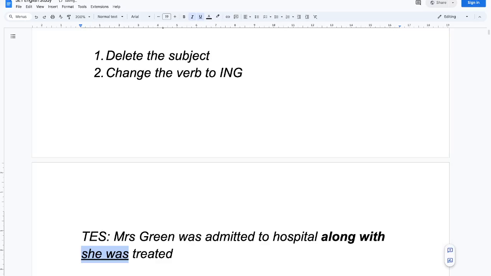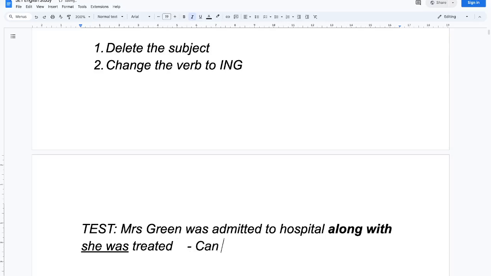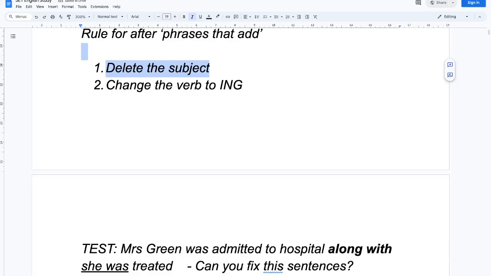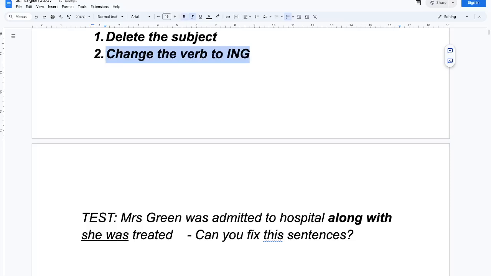So guys, go to the chat box. I want you guys to go to the chat and retype this sentence. Facebook, YouTube, can you fix this sentence? What you need to do is delete the subject and change the verb to ing. That's how you do it. Okay, go to the chat. Do it now in the chat. And I'll let you know.